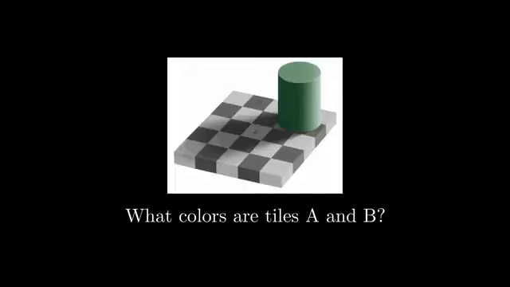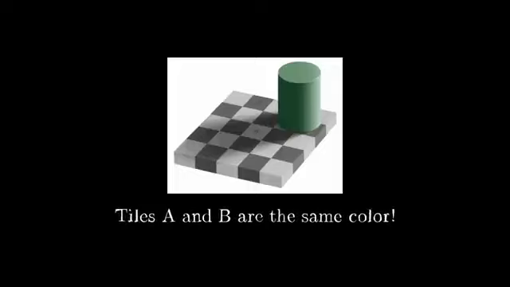Here's an interesting image for you. If I were to ask you what colors the squares of A and B were, I imagine most of you would quickly say that A is a darker shade of gray than B. But what if I told you that A and B were actually the same color? It's okay if you don't see that.